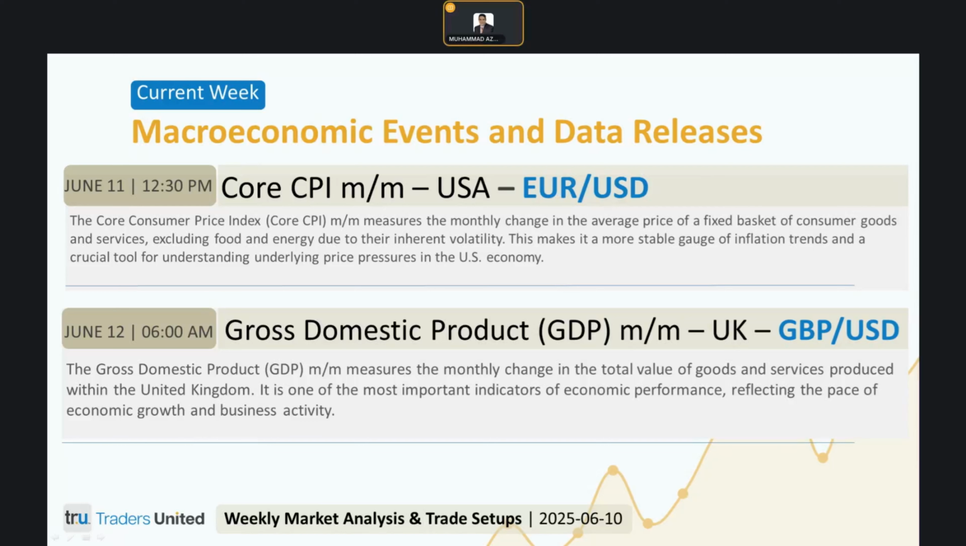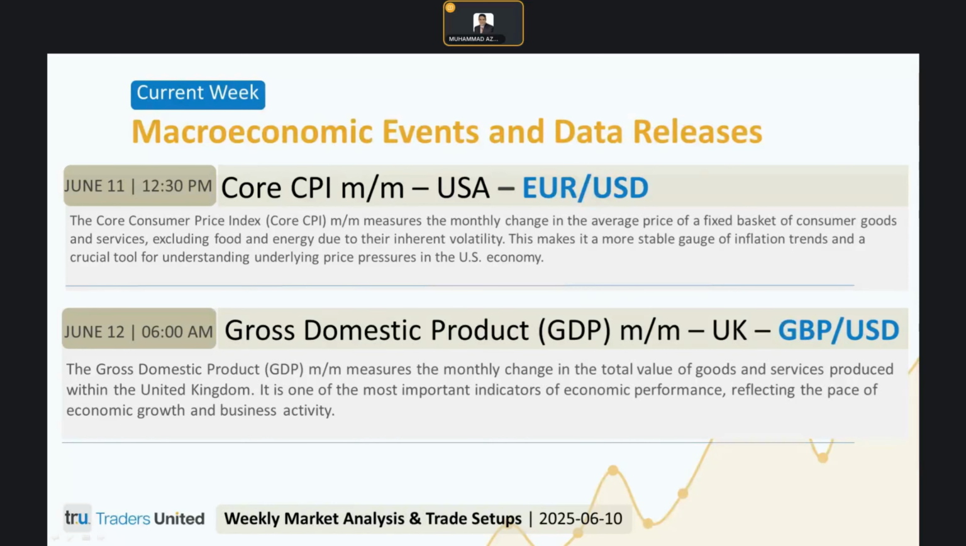Now, if the GDP is lower than the forecast, like the expectation is minus 0.1%, if we get minus 0.2% or minus 0.3%, that suggests a deeper economic slowdown and stagnation, likely to raise concerns over the UK's financial growth trajectory and increases bets on Bank of England rate cuts. And if that's going to happen, then obviously the GBP USD currency pair would likely decline, and the GBP weakens under growing economic concerns.